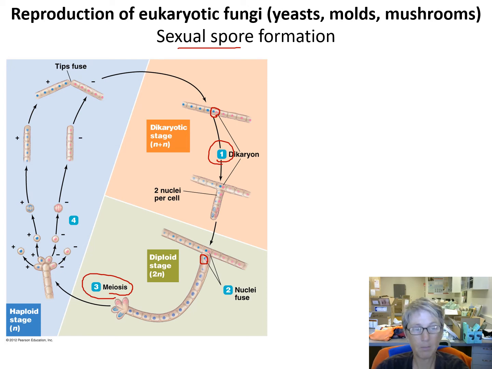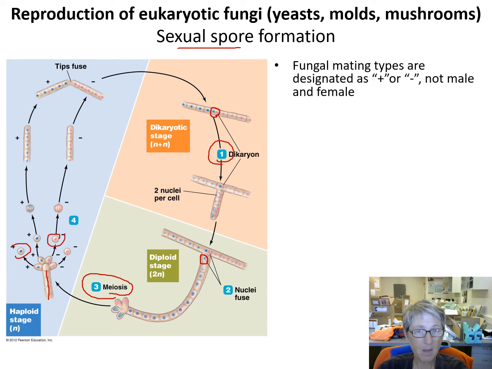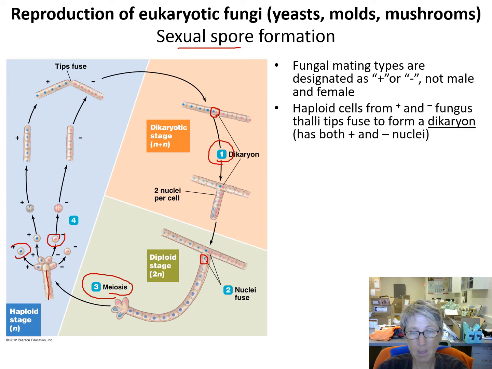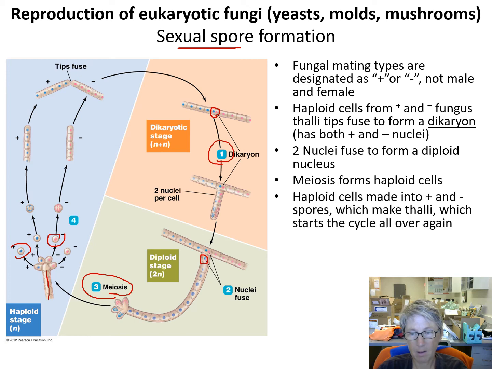It's like our sperm and egg in humans undergoes meiosis. And then you get this haploid stage, and you get these positive and negative spores that continue the cycle. So fungal mating types are positive or negative. They don't have male and female. Haploid cells form, and haploid cells just means they have half the complement of chromosomes. And we talked about that, and that starts the cycle all over again.